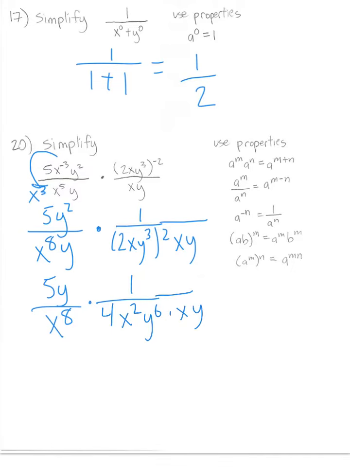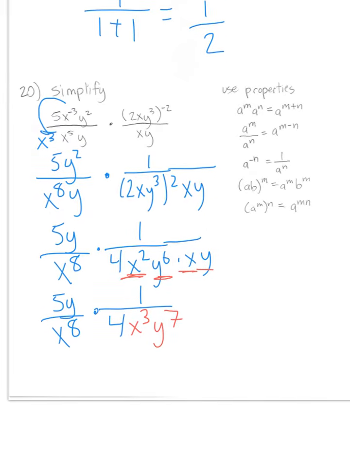I'm going to continue simplifying. This becomes 5y over x to the eighth. I didn't do anything different there. Now if I simplify this and clean up the bottom, I have 4. If I have an x squared and an x, I have x to the third, and a y to the sixth and a y becomes y to the seventh. I'm going to keep simplifying.